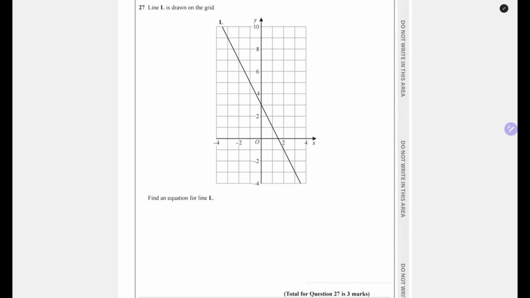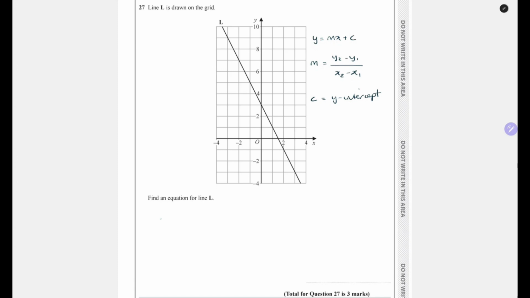Question 27 says, line L is drawn on a grid. Find an equation for the line L. Well, we know that the general formula of a straight line is y equals mx plus c. M is the gradient, and we do that by picking 2 points on our line and then finding the change in the y coordinates and dividing that by the change in the x coordinates. So y2 minus y1 over x2 minus x1. And c is just the y-intercept, i.e. where does the line cross the y-axis.